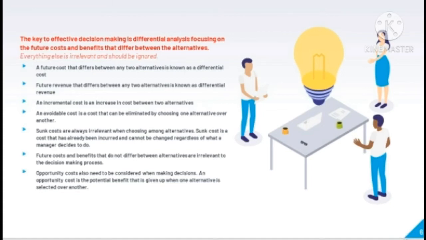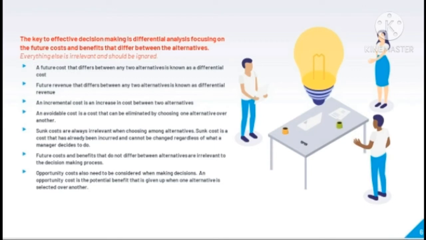Opportunity costs also need to be considered when making decisions. An opportunity cost is a potential benefit that is given up when one alternative is selected over another. Opportunity costs are not usually found in accounting records, but they are costs that must be explicitly considered in every decision a manager makes. To summarize, only those costs and benefits that differ between alternatives are relevant in a decision.